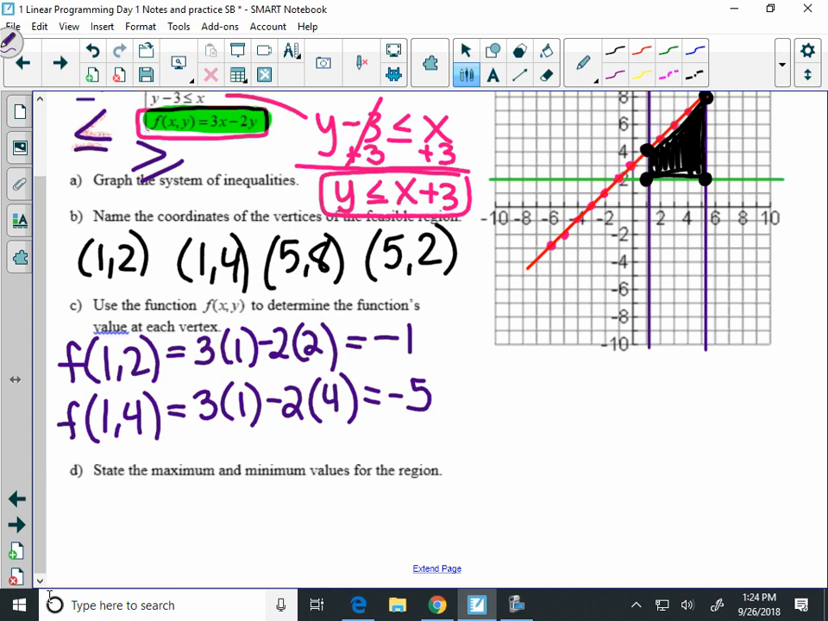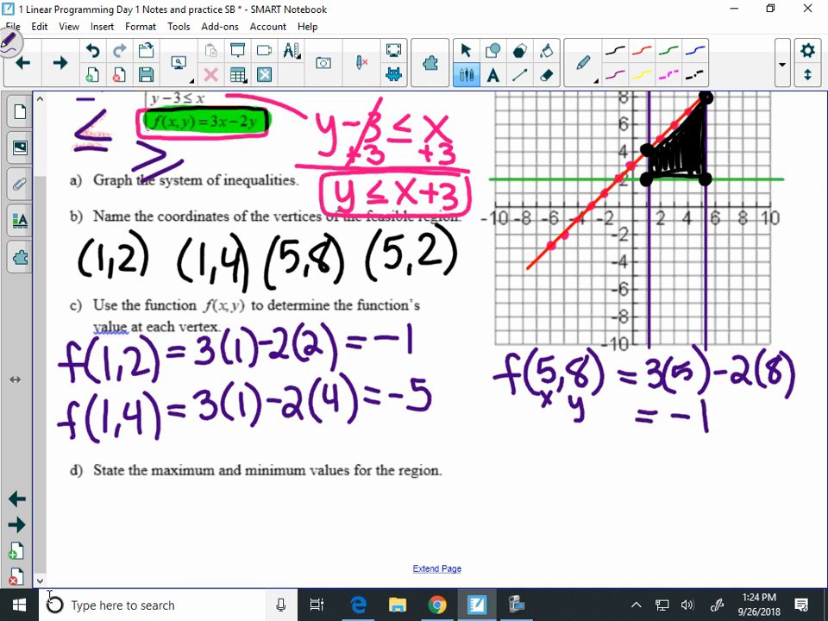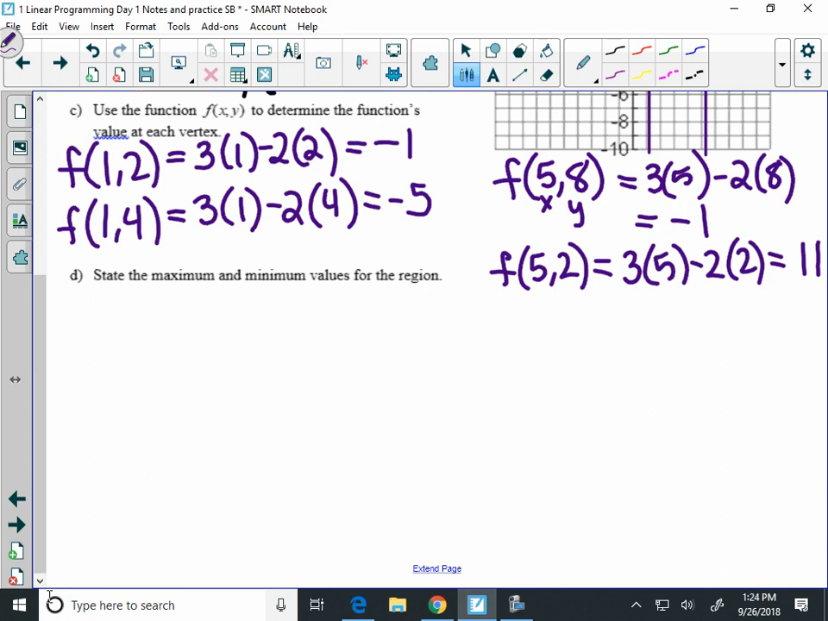All right, now 5, 8. So f of 5, 8. The 5 is your x, the 8 is your y. We'll have 3 times 5 minus 2 times 8. What does that give you? Negative 1. And last one, 5, 2. All right, so we have 3 times 5 minus 2 times 2. That's 15 minus 4, which is 11. Good so far? Are we okay with finding those?